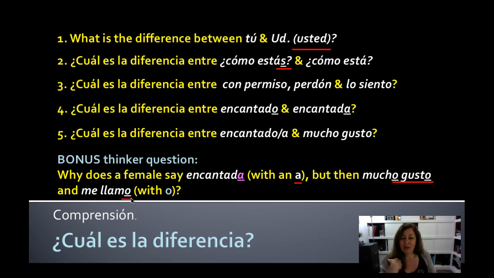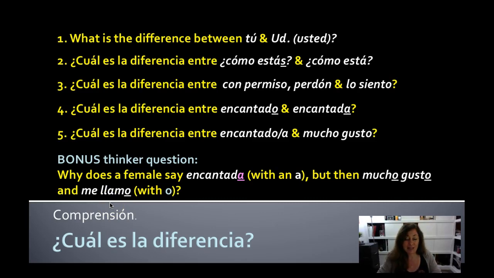Right? I'm a female, so would I say me llamo? Yes, I would. I would say me llamo. And A is generally a feminine letter, but sometimes you can't learn it that way. It doesn't depend on that. It's just the expression. So I know this is probably not the answer you want to hear, but mucho gusto is an expression, and you just memorize it, and it stays the same, right? Encantada and encantado change because of gender, and it depends. And then me llamo doesn't change because it's a verb.